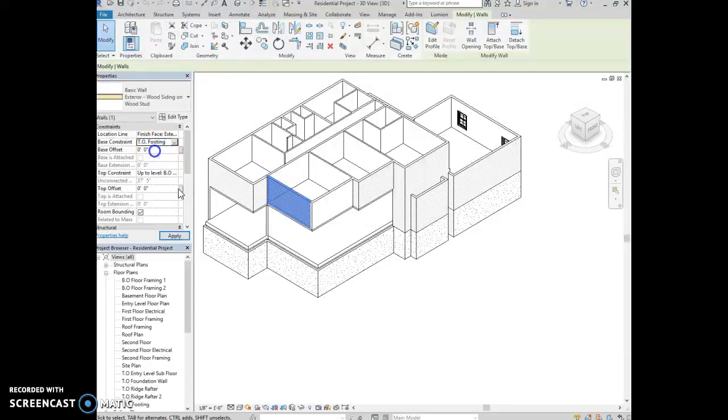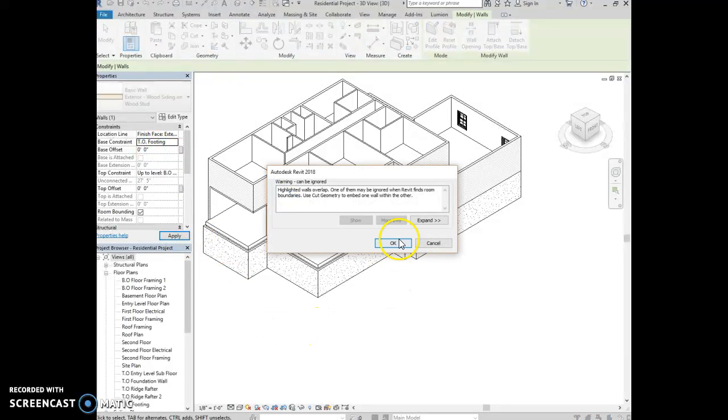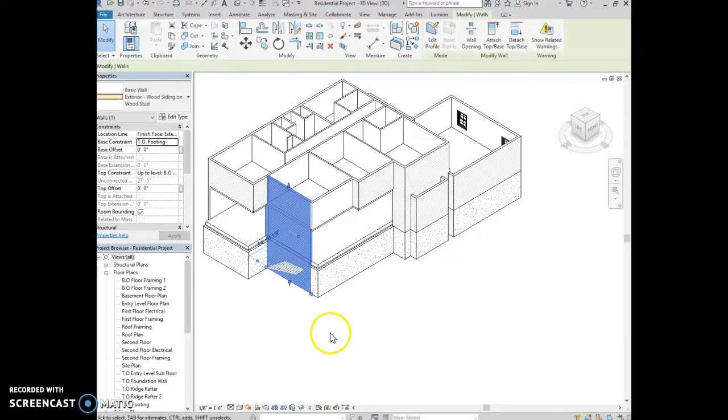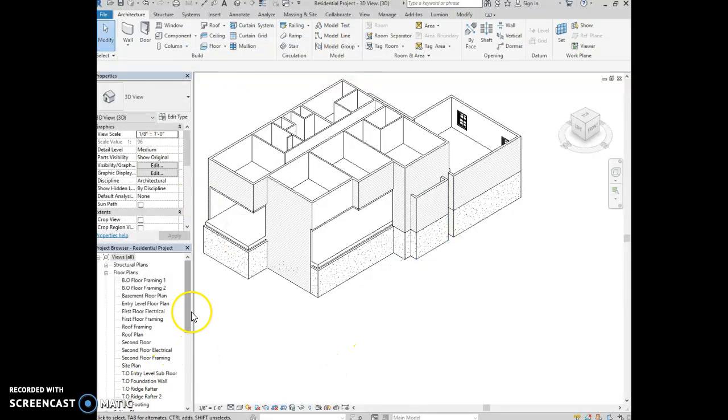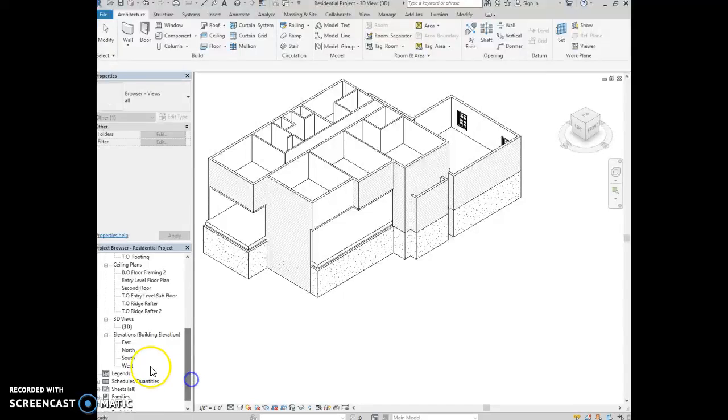So if I move this to top of footing, oops, I guess maybe it's not top of footing. Oh, and then you have the base offset 8 feet. I see what you did there. So actually what you should probably do is this.